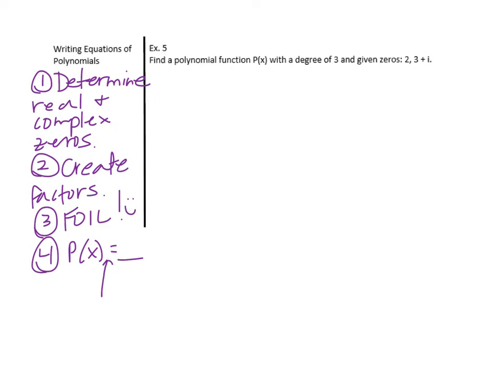All right, the last one that we're going to do in the video. Find a polynomial P of x with degree 3, and it has given zeros 2 and 3 plus i. So the first thing we're going to do is determine our zeros, real and complex. I know that it says the 0 is 2, that's 1 zero, so I'm going to write x equals 2. And then I also have x equals 3 plus i. Since that one is complex, its conjugate is also going to be a zero. x will also equal 3 minus i.